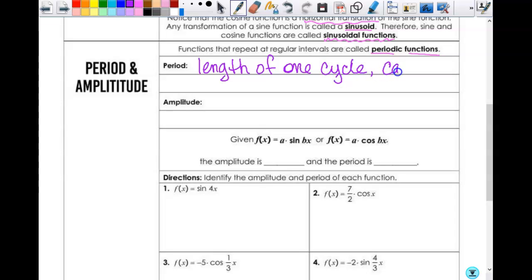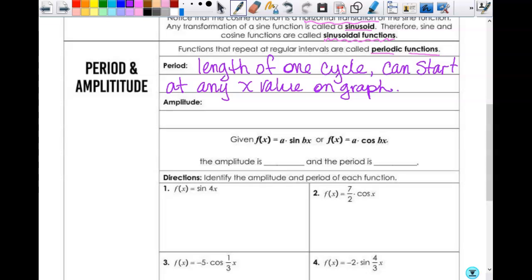And it can start at any x value on the graph. So it's the length of one cycle, and it can start at any x value. Most of the time, for the parent function anyway, we start at 0 and then see how far we go, just because it's easier to look at, but it really could be anywhere.